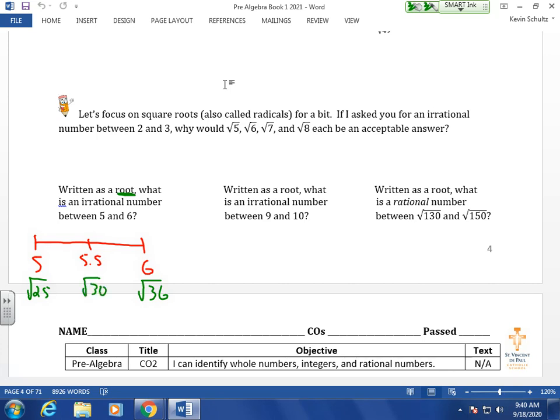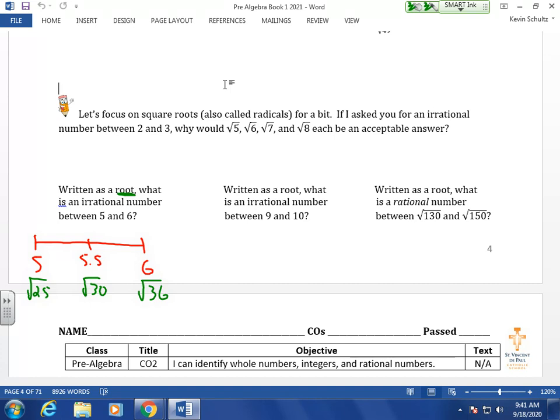But because 30 is a non-perfect square, that's going to be an irrational number. It's not going to equal 5.5 exactly, right? Because we already said that the root of a non-perfect square is an irrational number. That decimal goes on forever. So root 30 would be an acceptable answer because it is between root 25, which is 5, and root 36, which is 6. Give me another answer that would be correct.